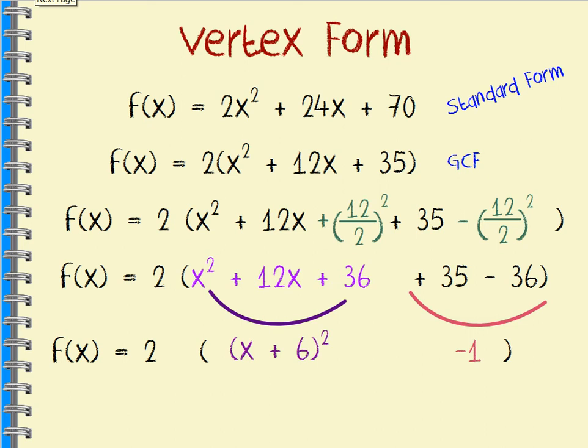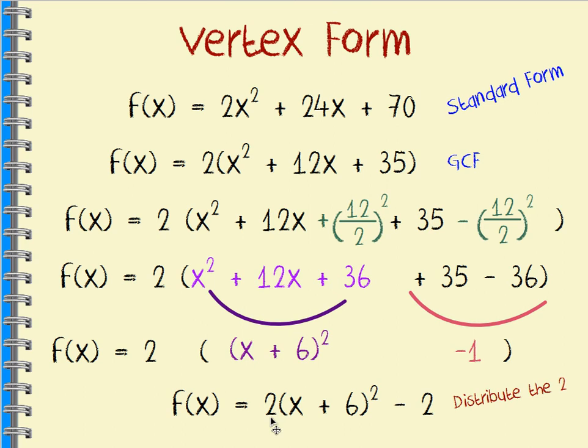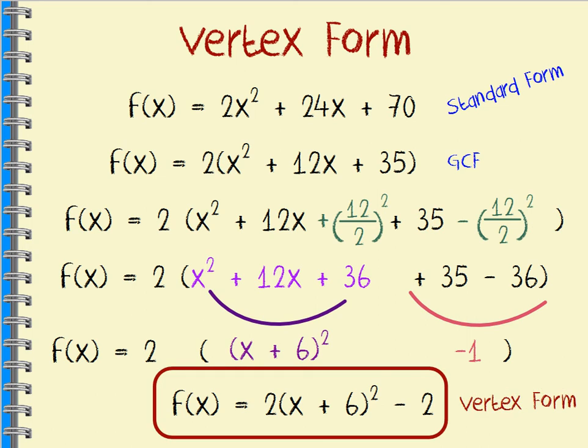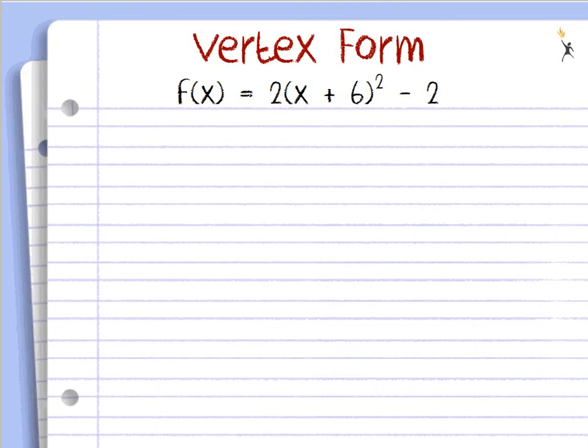Now to simplify and change this into what's called vertex form, I'm going to distribute the 2 throughout my parentheses. So I'm going to do 2 times x plus 6 all squared and 2 times negative 1. What that's going to look like is 2 times x plus 6 quantity squared minus 2. I get that by distributing the 2 to both sets. And this is what we call vertex form. Now vertex form is usually the easiest of the 3 different forms for quadratic graphing. So let's take a look at what happens.